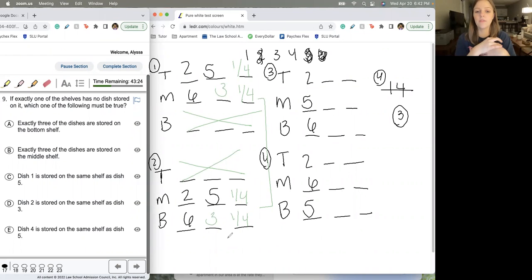In this case, I don't really have any variables that have to be in a certain spot in both the worlds. So I don't really have a prediction going into it, which is totally fine. I'm just going to go through my answer choices.